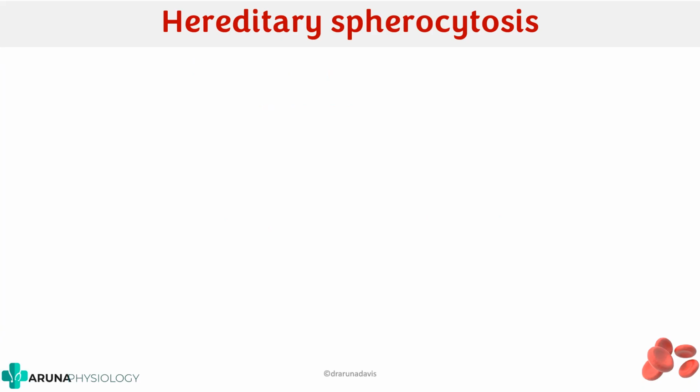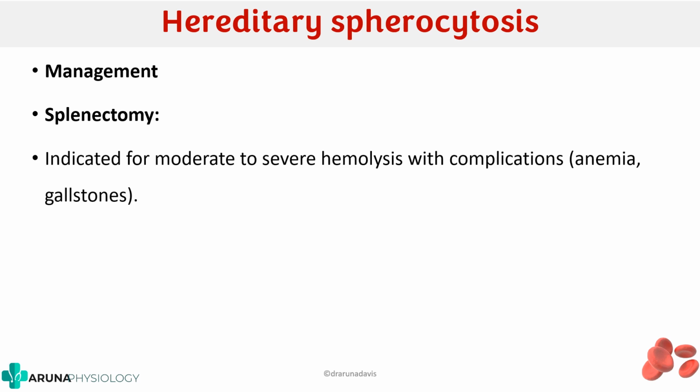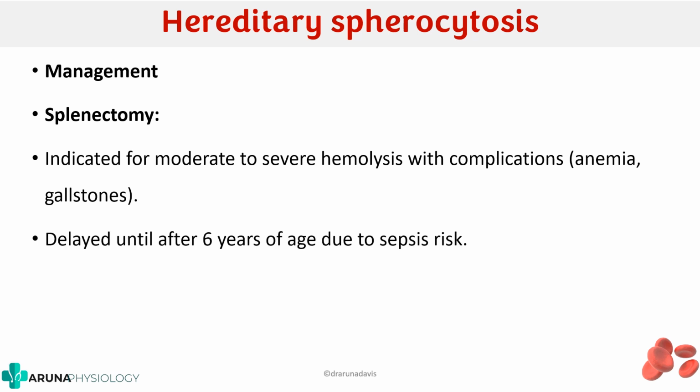Okay. So how do we manage a case of hereditary spherocytosis? If the disease is mild, you can just give symptomatic treatment and prescribe some folic acid supplements. But if it is moderate or severe, you will have to do a splenectomy. This is usually indicated for moderate to severe hemolysis with complications, like severe anemia or gallstones, and it is usually delayed until after 6 years due to the risk of sepsis, because we know that splenectomy can make the individual more vulnerable to infections.